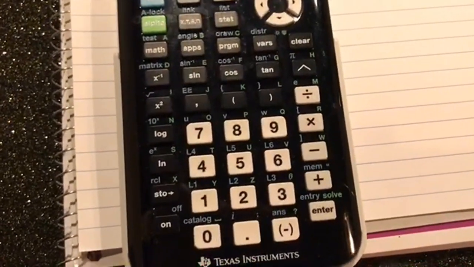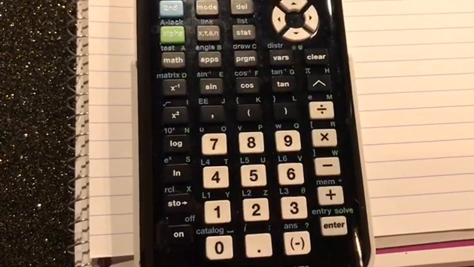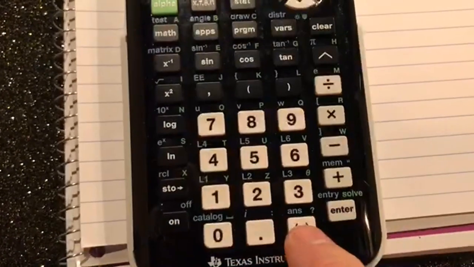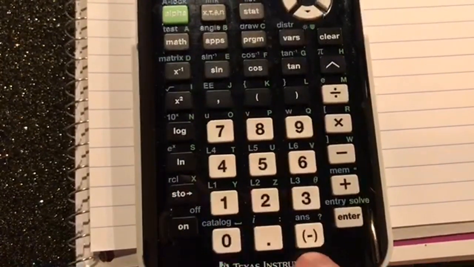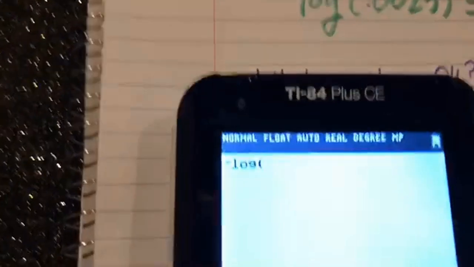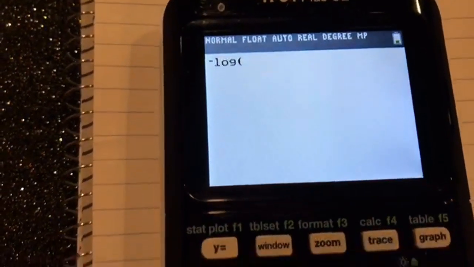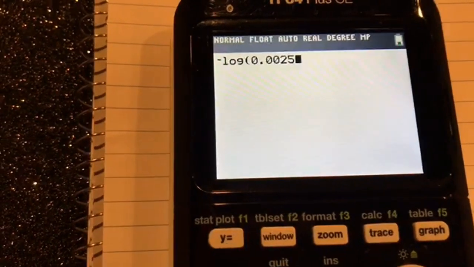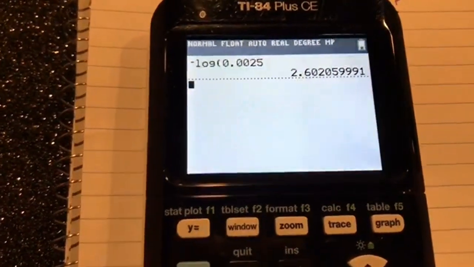Again, I can't answer every question for every calculator on how to use each one. But I know on these, you literally just type in negative log. Don't type minus log, you're going to get an error and be upset. I'm just going to type in 0.0025 and hit enter, and there we go.